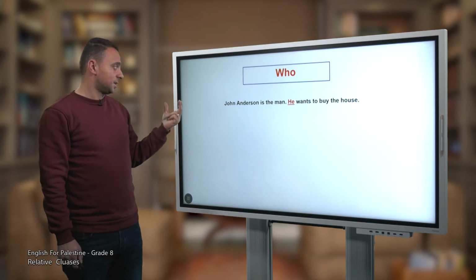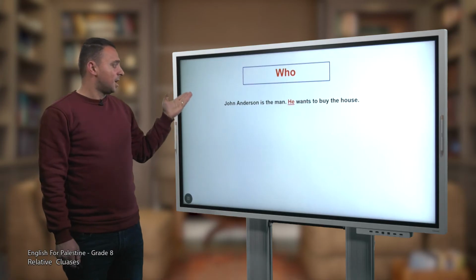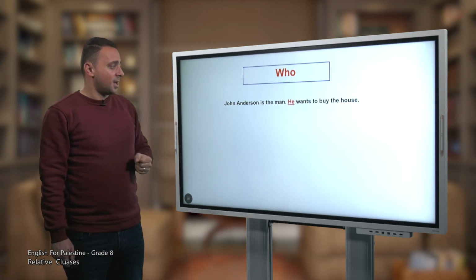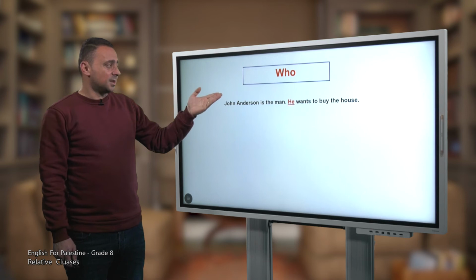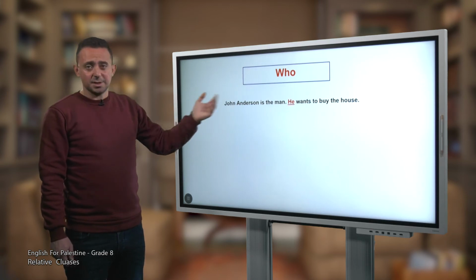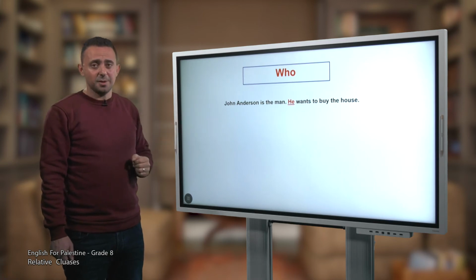The first is John Anderson is the man. And the second is he wants to buy the house. And notice each sentence has a subject and a verb. And if we go to the second sentence, we have the pronoun he, which is a subject. He refers to the man.